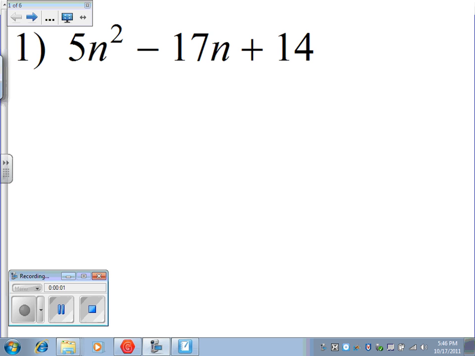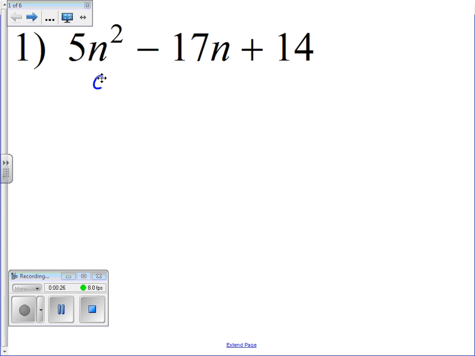Okay, I have a problem, a polynomial 5n squared minus 17n plus 14. A is not equal to 1. So I'm going to do the product sum method again, but I'm going to add a third step because A is not equal to 1, which is grouping. So the first thing, let's identify our A, B, and C. So A is 5, B is negative 17, and C is positive 14.